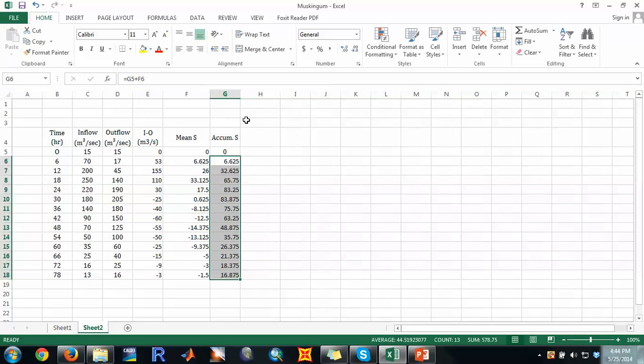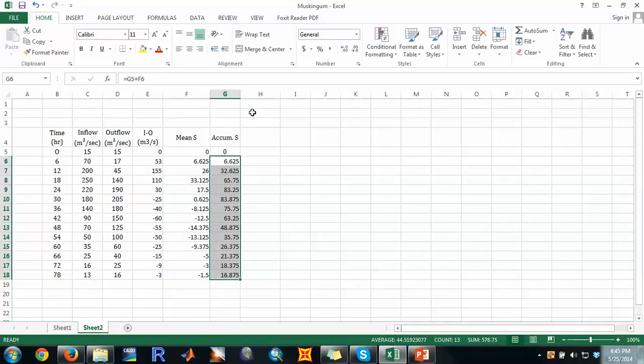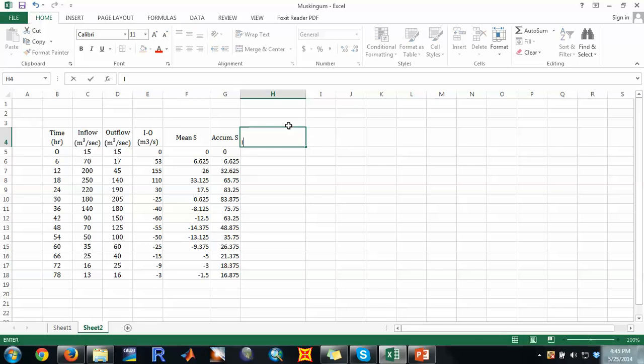Now once you have found your accumulated storage S, you have to calculate the storage in another way. The other way we can calculate the storage is by using this one: xI plus (1 minus x)Q. With this we will be able to find our k as the slope of the relationship between the two curves. So here is another equation, which is the inflow times the x value, plus 1 minus x times the outflow discharge, which will give you the storage.